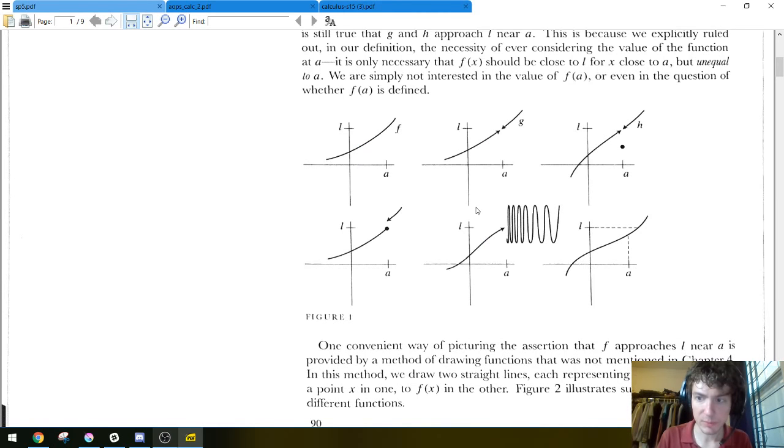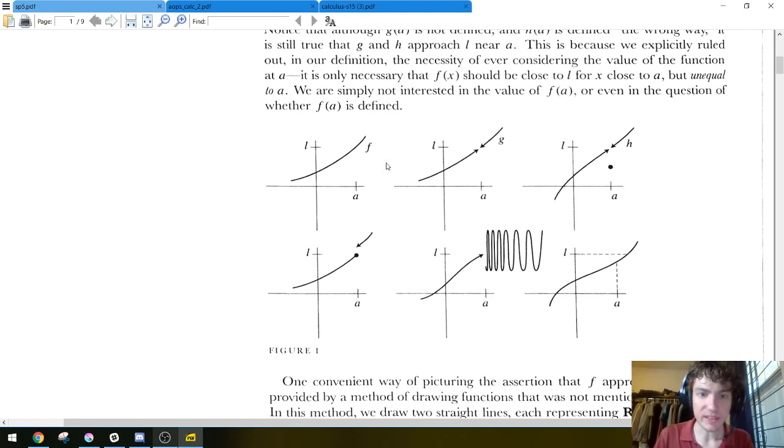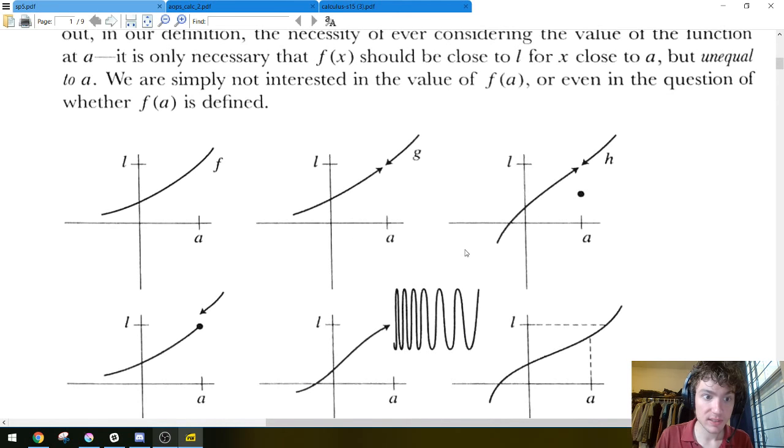Some ideas, this is from Spivak, which you'll read at the end of this week of challenges, for when limits do and do not exist. In the first row, here are three functions where the limit does exist. The limit is equal to L at A. So if the curve looks smooth, it is indeed true that the limit exists at A.